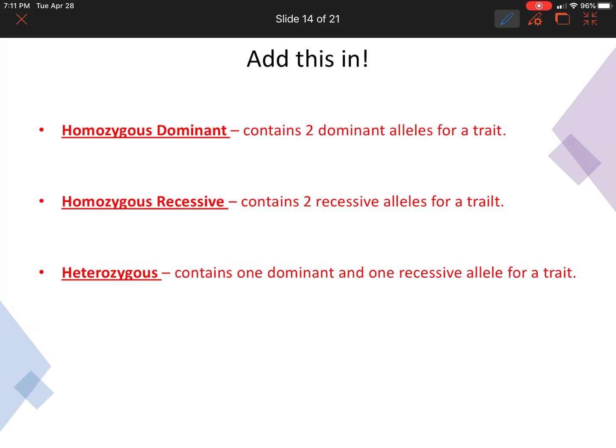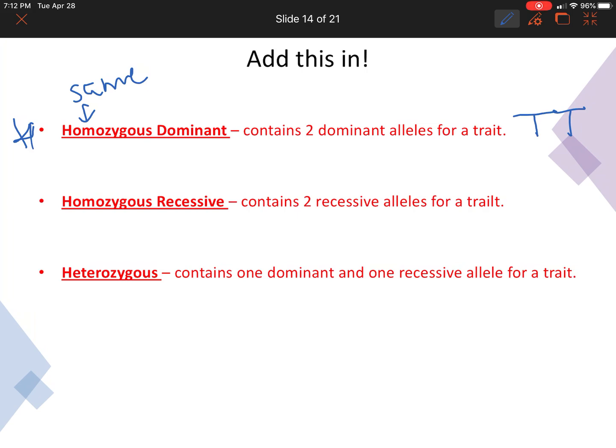Before we start that, there's some terminology that wasn't on your sheet that you need to add in. The first term here is homozygous dominant. If we break this up, homo, that prefix means same. Dominant means that an organism contains two dominant alleles for a trait. So that would be two capital letters, for example, T.